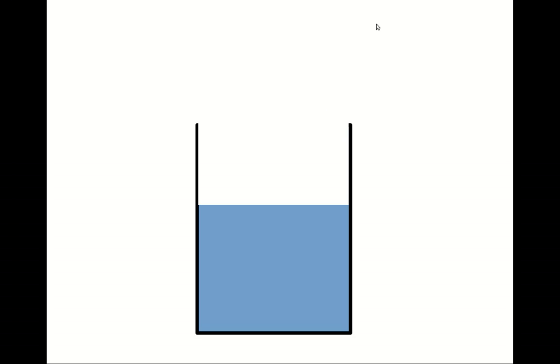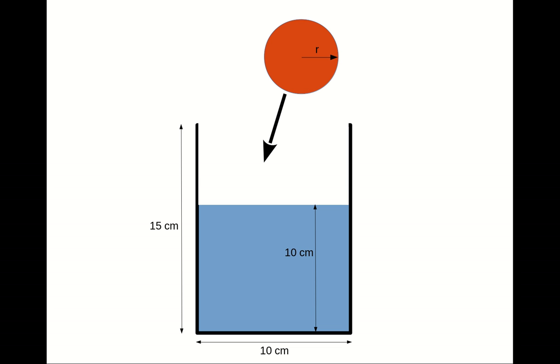Imagine that we've got a beaker containing water. The beaker is 15 centimeters tall and 10 centimeters in diameter, it's a cylindrical beaker, and the depth of the water is 10 centimeters. Then imagine that we want to drop a ball, a sphere, into the beaker. It's a heavy sphere, made of lead or something, so it's definitely denser than water and it's going to sink. We want to know, for a sphere of given radius r, will the water overflow the beaker due to the displacement of the sphere being dropped into it?